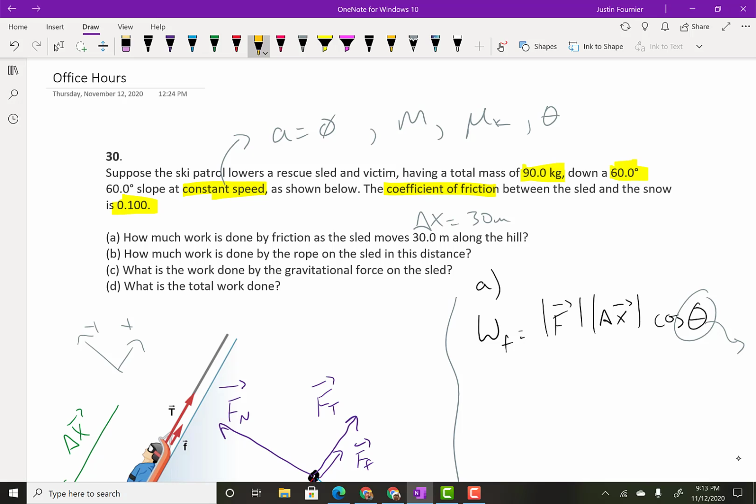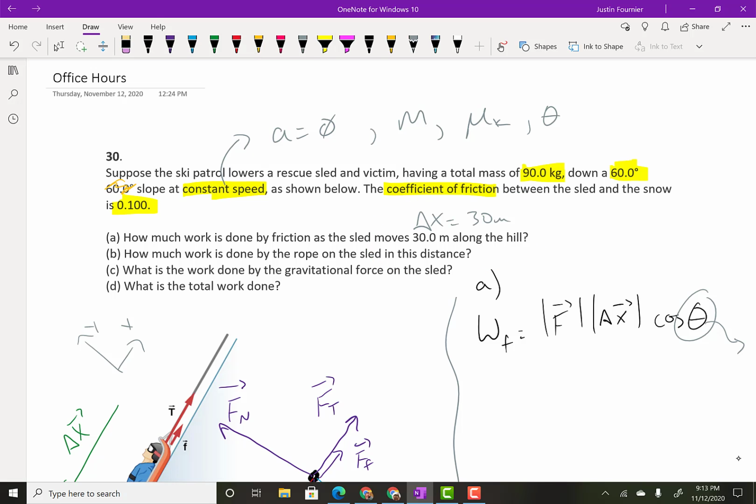It says, suppose the ski patrol lowers a rescue sled and victim, having a total mass of 90 kilograms, down a 60-degree slope. Don't worry about that one. At constant speed. So if it's at constant speed, that means I know the acceleration has to be 0. That's something you want to pick up on. It says as shown below, so you can see right here. The coefficient of friction between the sled and the snow is 0.1.